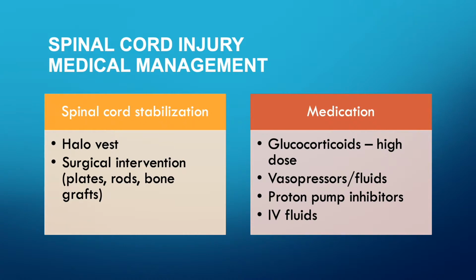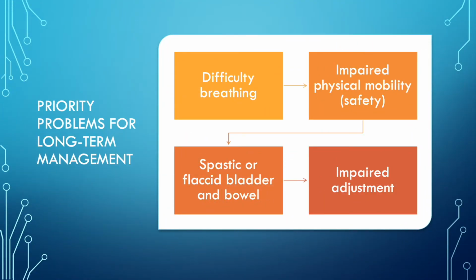Priority problems for long-term management include monitoring for difficulty breathing, impaired physical mobility, safety, that is, spastic or flaccid bladder and bowel, and of course, impaired adjustment.